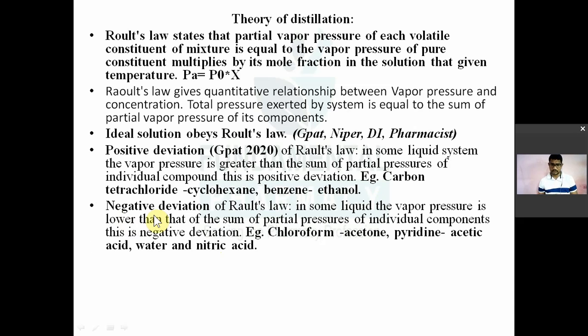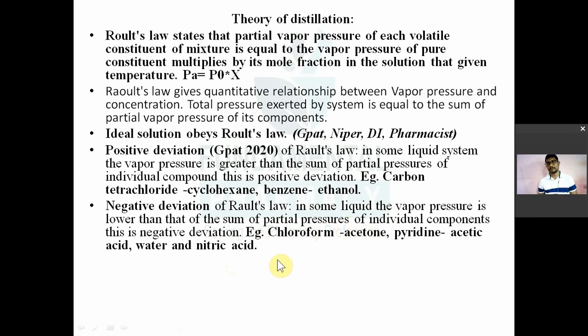Now negative deviation. Negative deviation means what? Exactly opposite to the positive deviation. So in positive deviation, the total pressure of the system was more than the sum of the individual partial pressures. In case of negative deviation, it is opposite. The total pressure of the system is less than the sum of the partial vapor pressures of the individual components. In some liquid mixtures, the vapor pressure of the mixture is less than the sum of the partial pressures of the individual components. This is called a negative deviation.